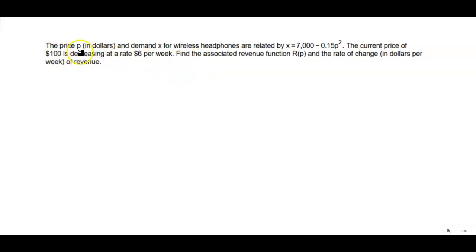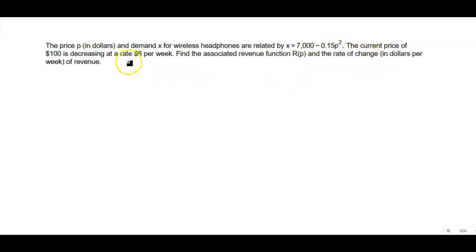Today we're going to be taking a look at one of the questions from the homework in related rates. It says the price P in dollars and demand X for wireless headphones are related by this function: X is equal to 7,000 minus 0.15 P squared. And what that means is that if I put in 10 for P, that would be $10 per wireless headphones. Then I just evaluate this, and it tells me an approximate number that I'll sell based off of that price of $10.